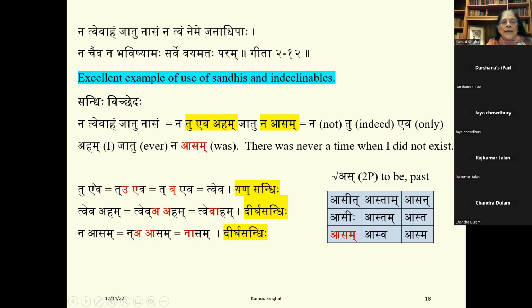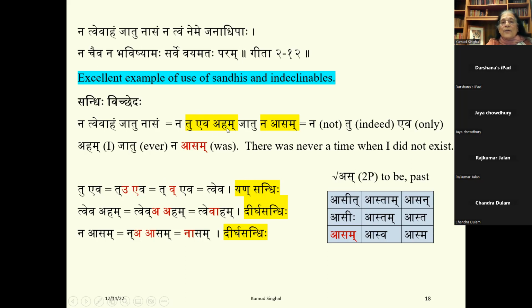So tu ends with u. Eva begins with a. So u is followed by a dissimilar vowel, a. So u is replaced by v. So ta and va are your conjunct, so it is written as tva, and va with a becomes ve. Tvaveva. So this is a yan sandhi.